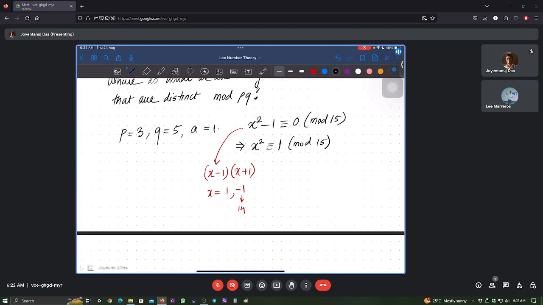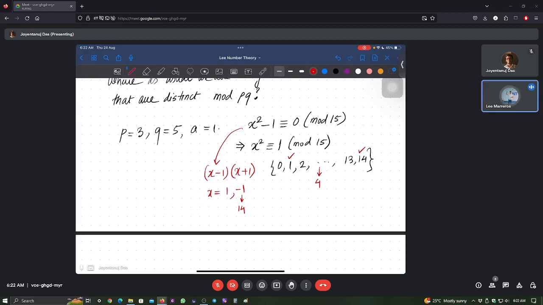So that you can manually verify. From 0, 1, 2 up to 13, 14, just check and tell me. So 1 and 14 we know. Anything else? 2 squared is 4, that is not. 3 squared is 9, that will not work. 4 squared is 16, and 16 is 1 mod 15. So 4 will work, right? Anything else? Check the remaining ones. 4 will work.